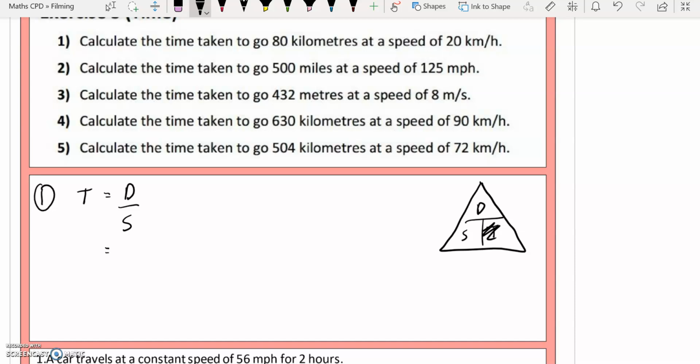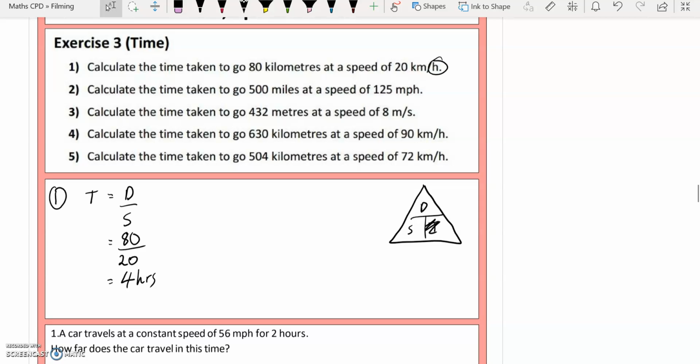So number 1, calculate the time taken to go 80 kilometres. So it's 80. And we're going 20 kilometres an hour. So it's 80 over 20. And 80 over 20 is 4. 4 what? It's time and it's kilometres per hour. So it's 4 hours. Okay, I've just done question 1. You should be able to do 2 through 5. So you might want to pause the video again.